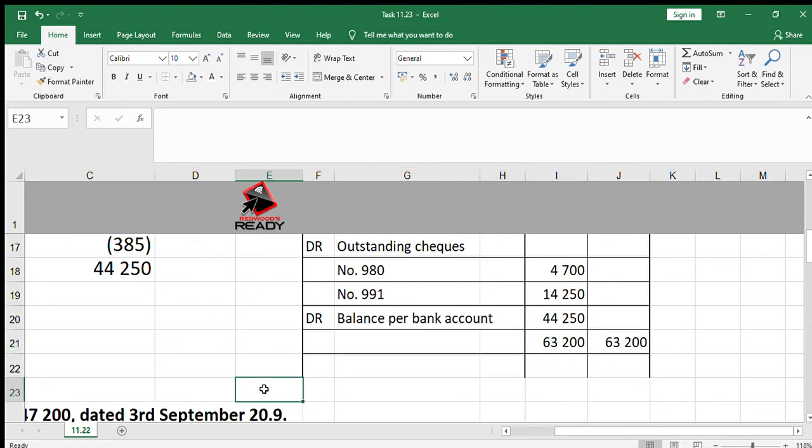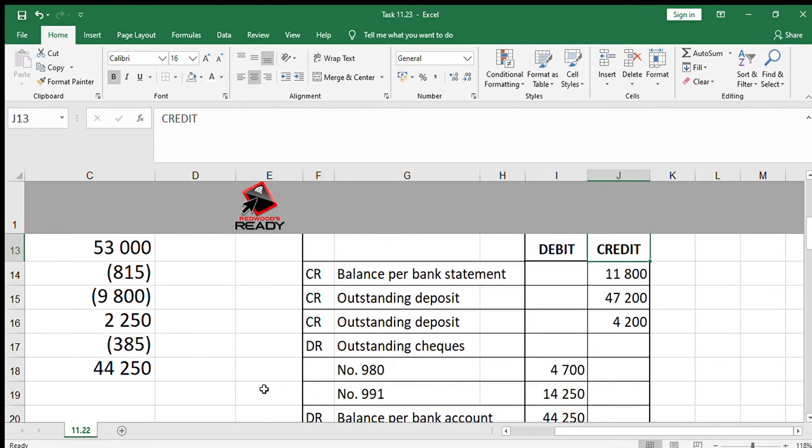So let's look at the question then. And see, we find an outstanding deposit of 47,200 dated 3rd September 2049. Explain why the internal auditor should be concerned about this deposit. State 3 different points in your answer. So this is the outstanding deposit here of 47,200.